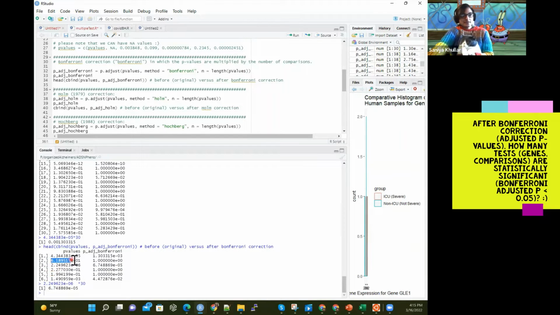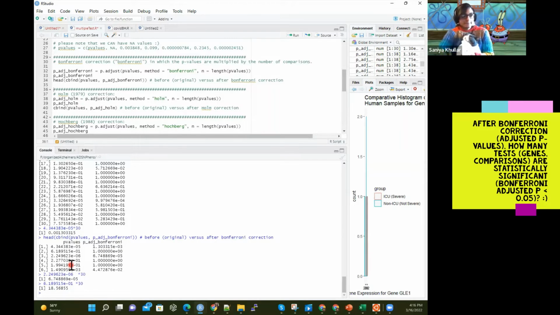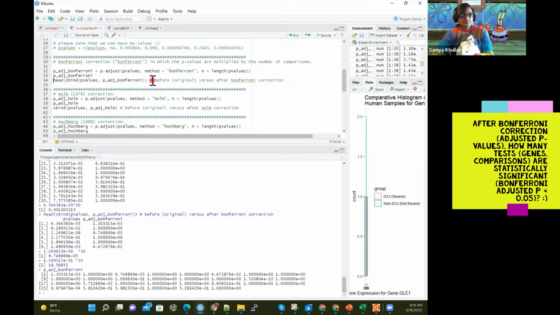And you can see that in this situation, this is just 0.61895, so it's 61%. If we multiply this by 30, it's going to be over 1. It's going to be 18.56855, so it's going to be so high. So they just chop it at 1. This is 1 times 10 to the 0, which is just 1. So this is just how we can do the Bonferroni correction.